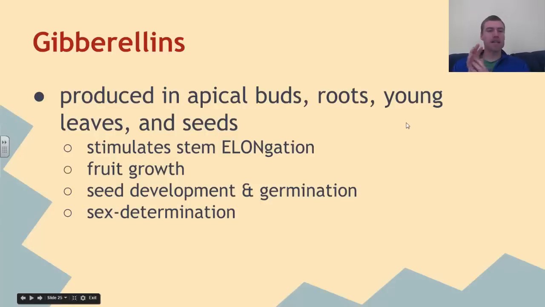All right, the next one we've got is our gibberellins. These are produced in apical buds, so again those buds at the top, in the roots, young leaves, and seeds. This one is again going to stimulate stem elongation, helping the plant to grow. It is also very important in fruit growth, seed development and germination, as well as sex determination.